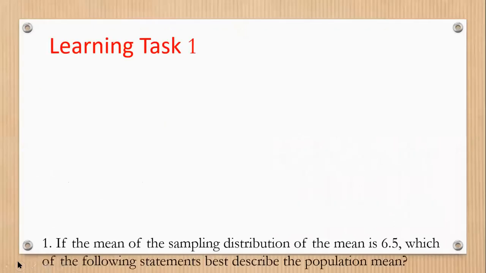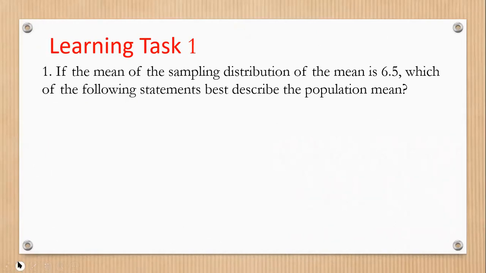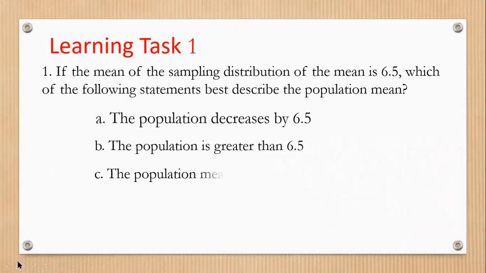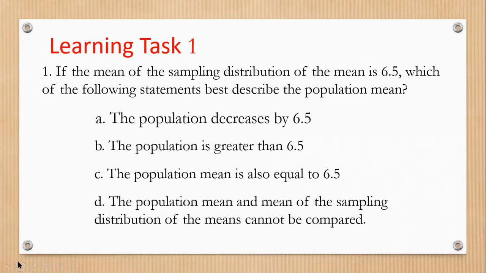So for our first learning task, you are given some questions that will help you to understand this week's discussion. With the first question, if the mean of the sampling distribution of the mean is 6.5, which of the following statements best describe the population mean? Basically, when we say that the sample mean is 6.5, it means that the population mean is also equal to 6.5, since the population mean in this case is equal to the sample mean.